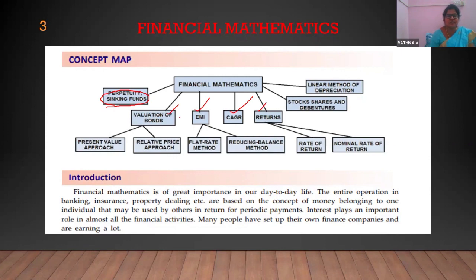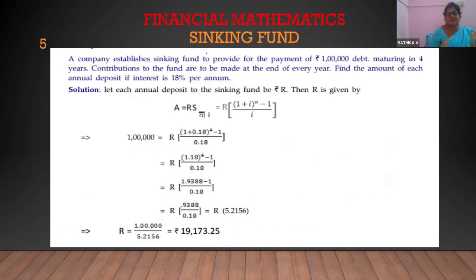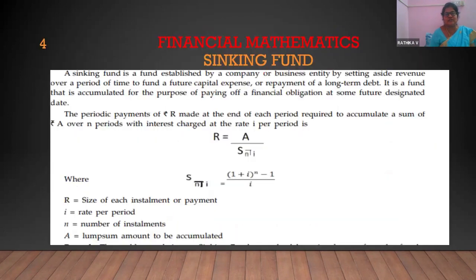In valuation of bonds, there are 2 separate topics: the present value approach and the relative price approach, which are important concepts. In EMI calculation, everyone would have paid an EMI for some reason, or got a loan. There are 2 methods in EMI paying, the flat rate method and the reducing balance method. In returns, you have 2 types: rate of return and nominal rate. And next we have sinking fund. This is the topic I plan to do today.